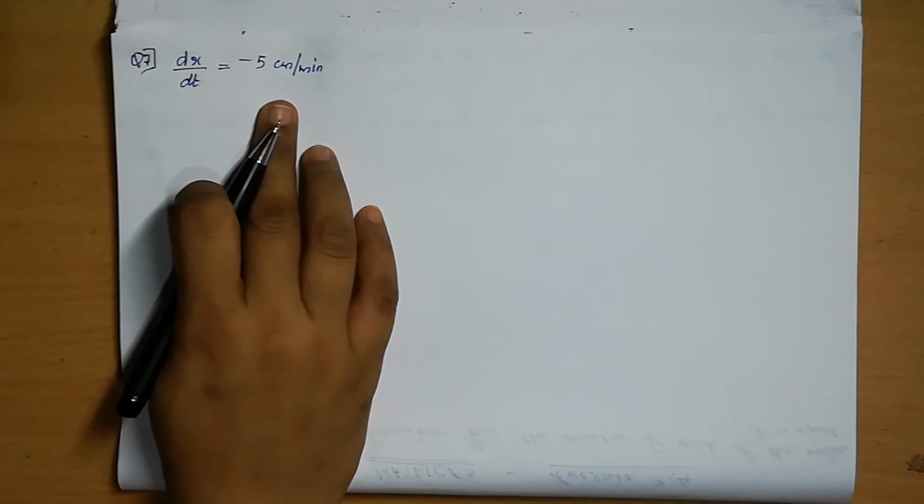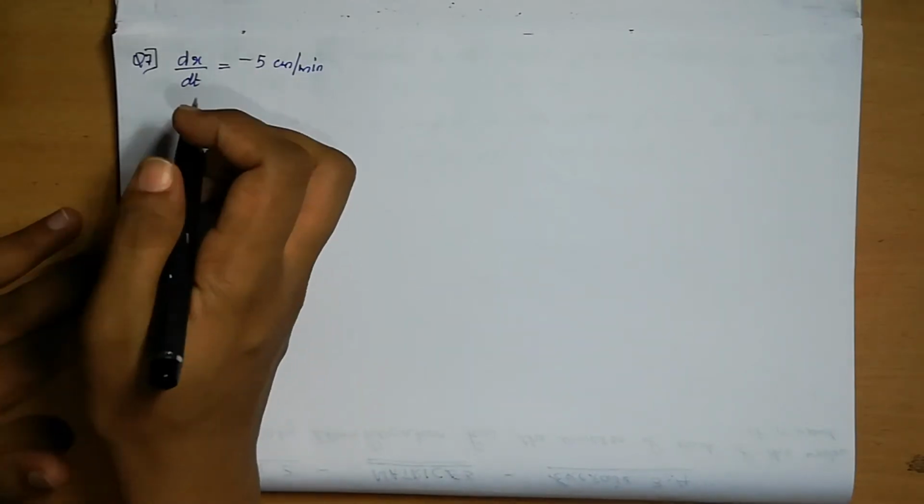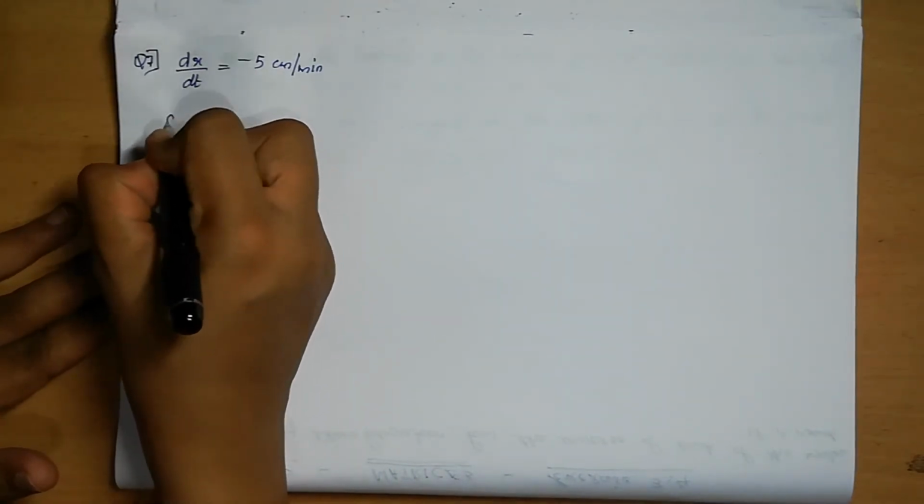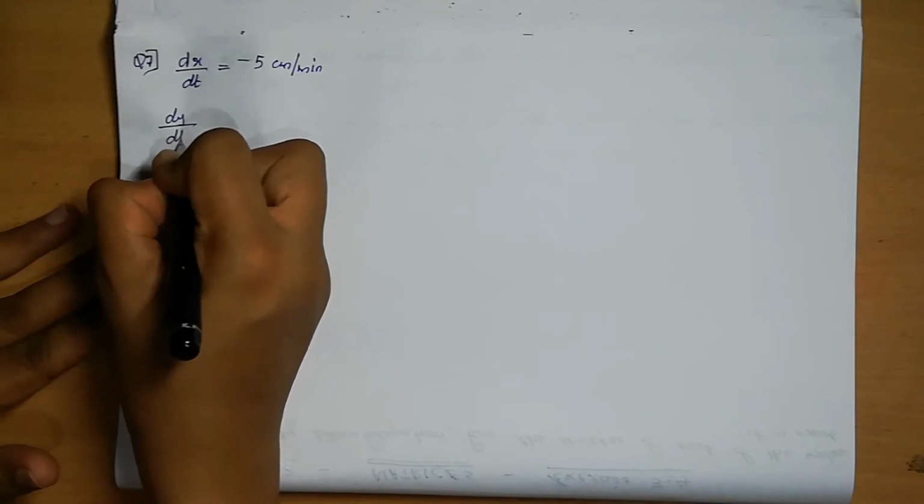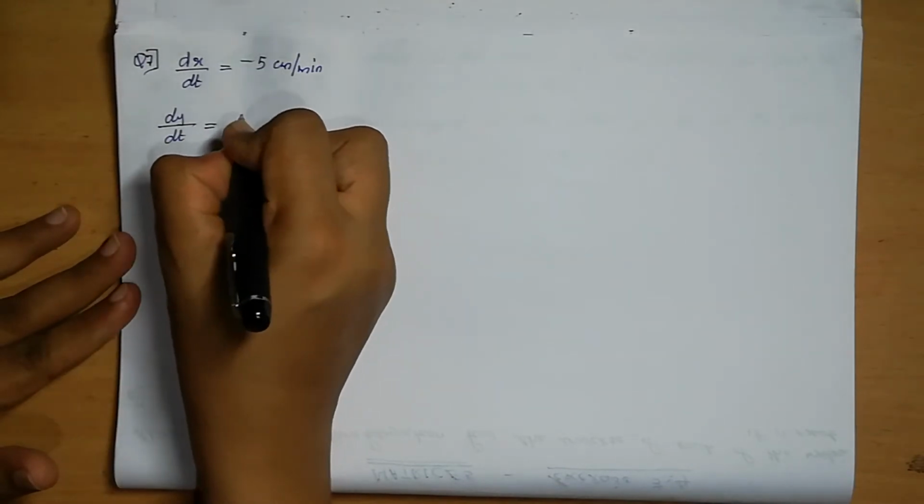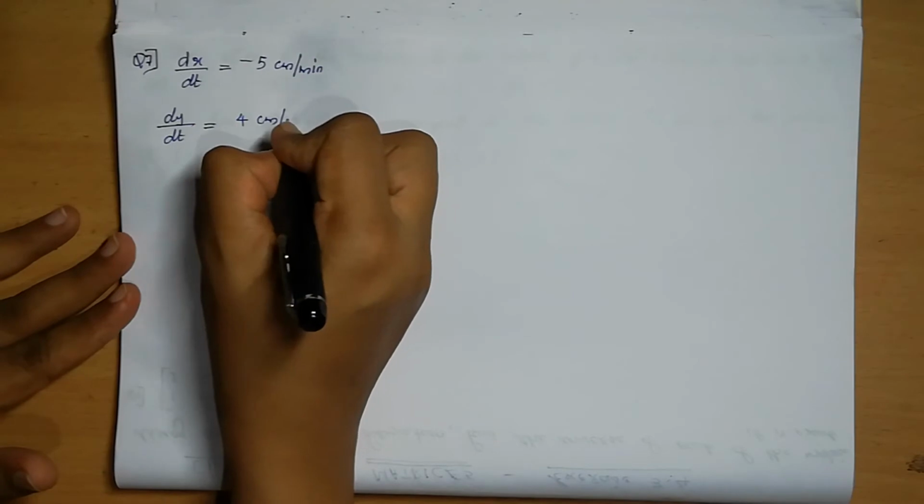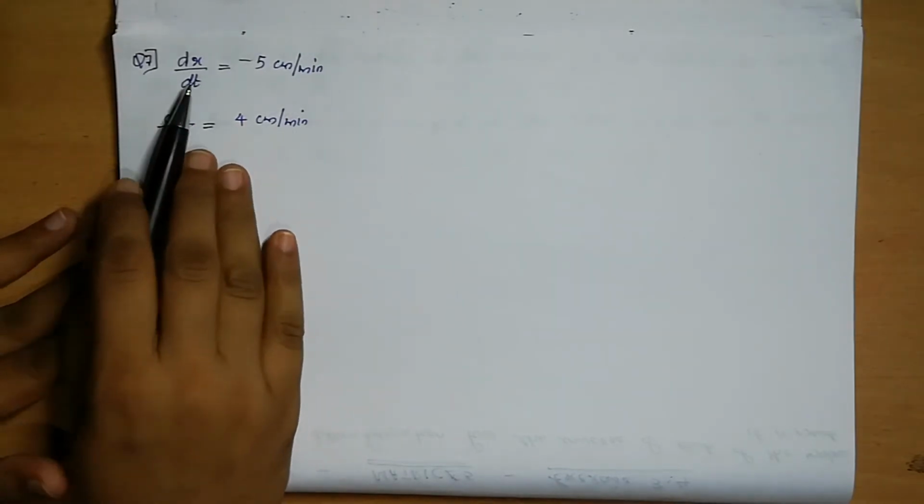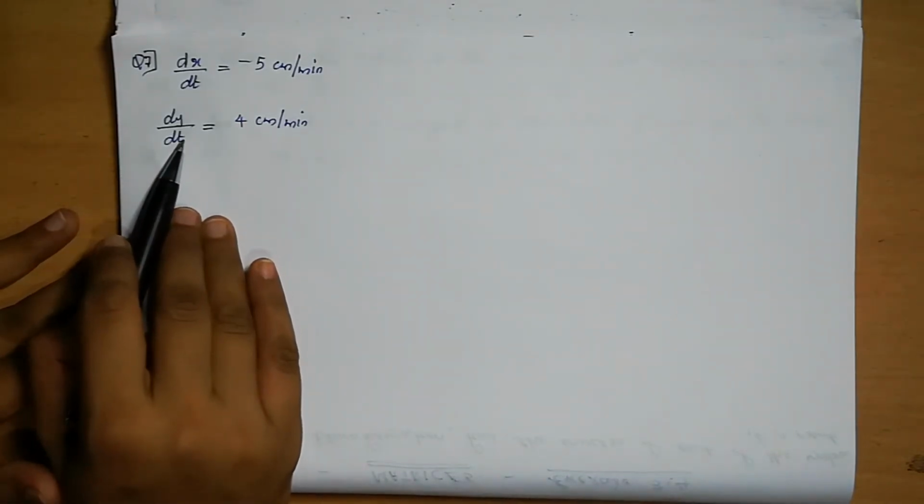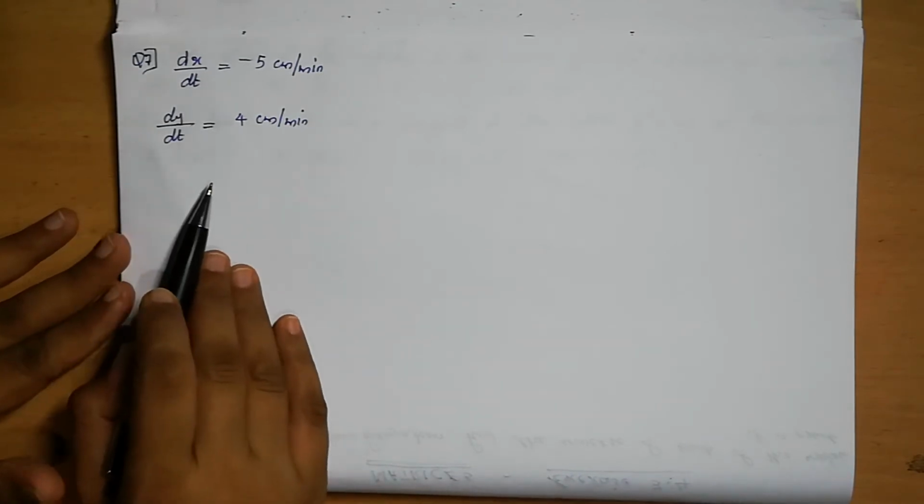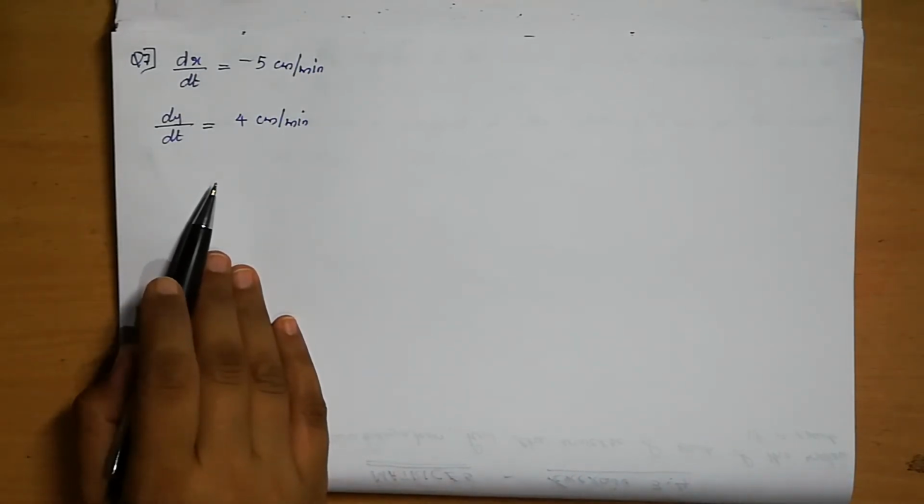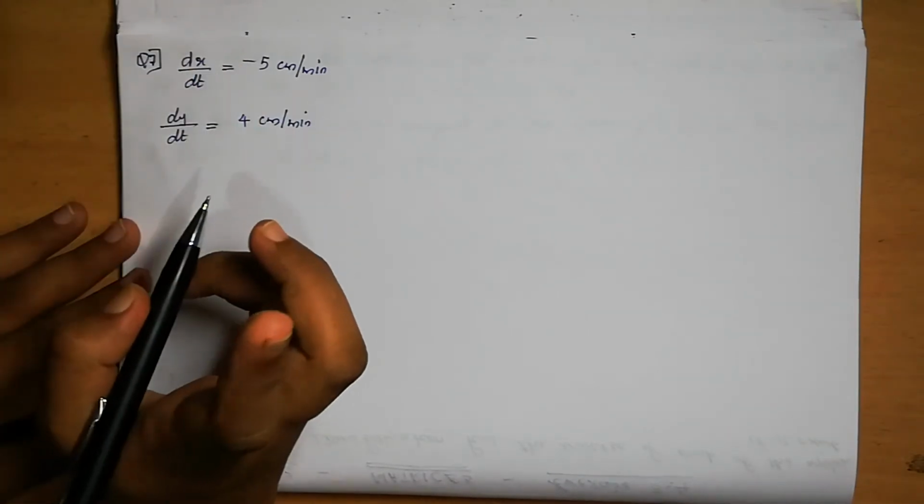So what is the width given? Here the width is y, right? That means dy by dt equal to, increasing means plus sign only. That means 4 centimeter per minute. That means here x is the length and y is the width of the rectangle. So what we need to find? When x equal to 8 centimeter and y equal to 6 centimeter, find the rate of change of the perimeter and the area of the rectangle. Both we need to find out, correct? So first we need to find the perimeter.